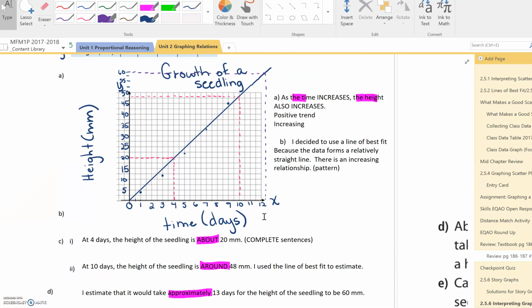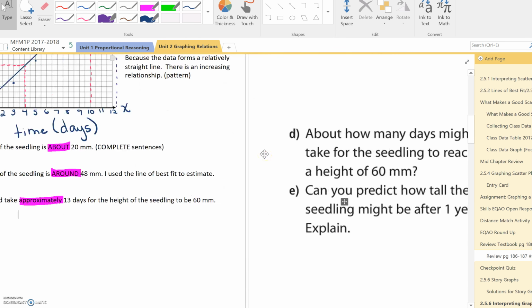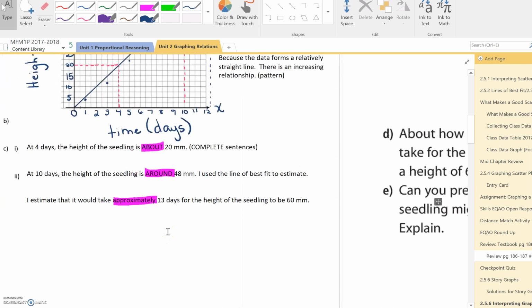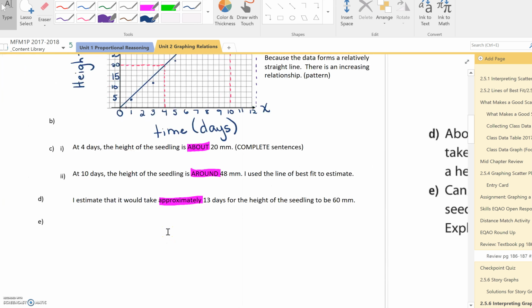You also don't know how the grower is treating the plant. So are they a good gardener? Are they watering the plant? It could die, several factors here. So as long as you explain a little bit of something, then we'll be happy with that. So I would say that it would be very hard to predict after 1 year based on the graph and based on the table that we're given.